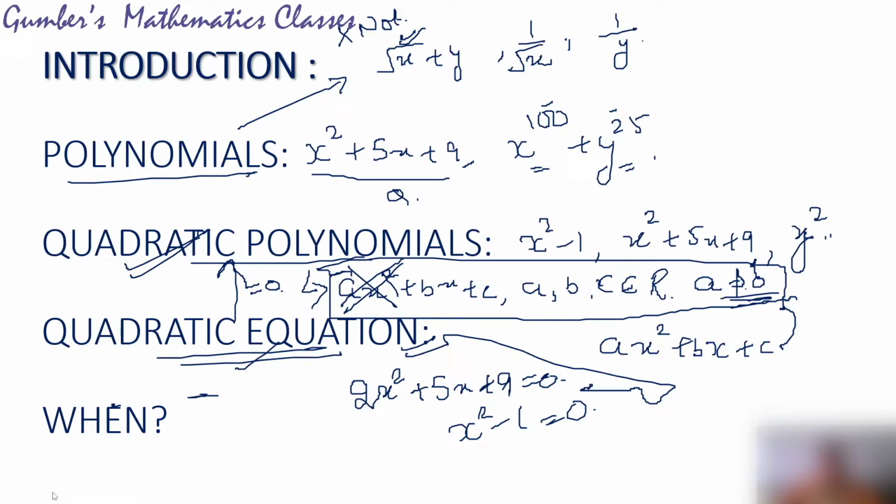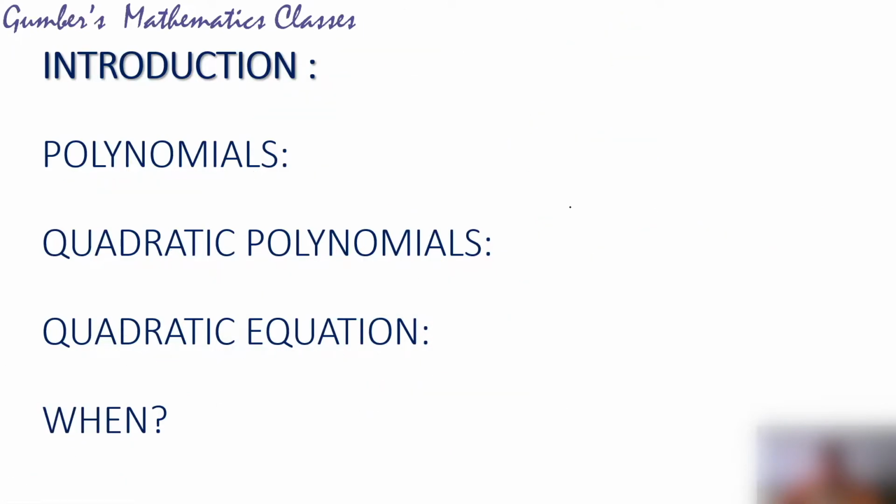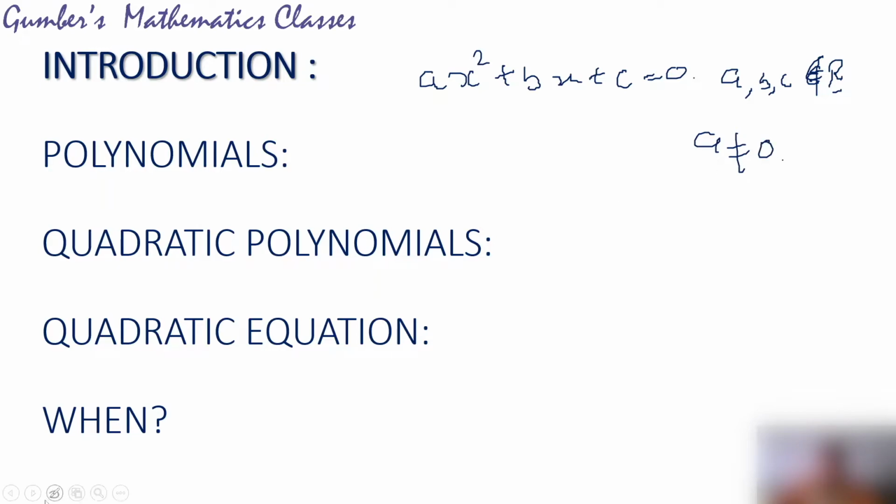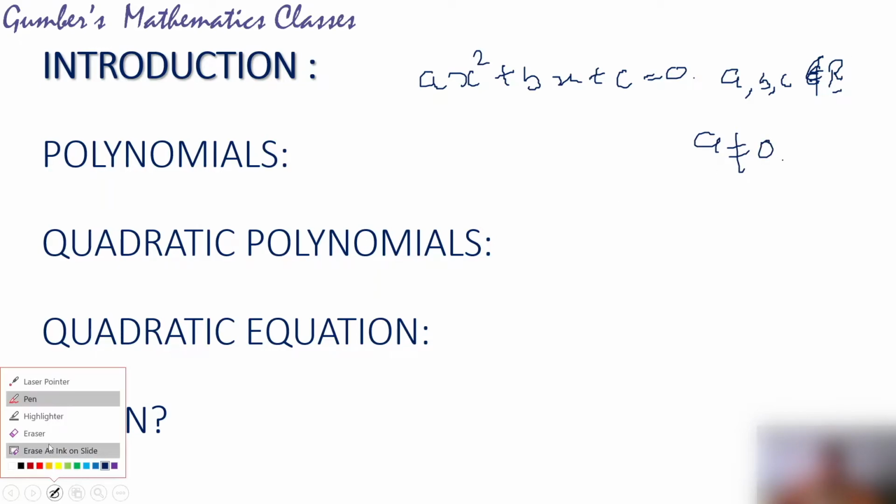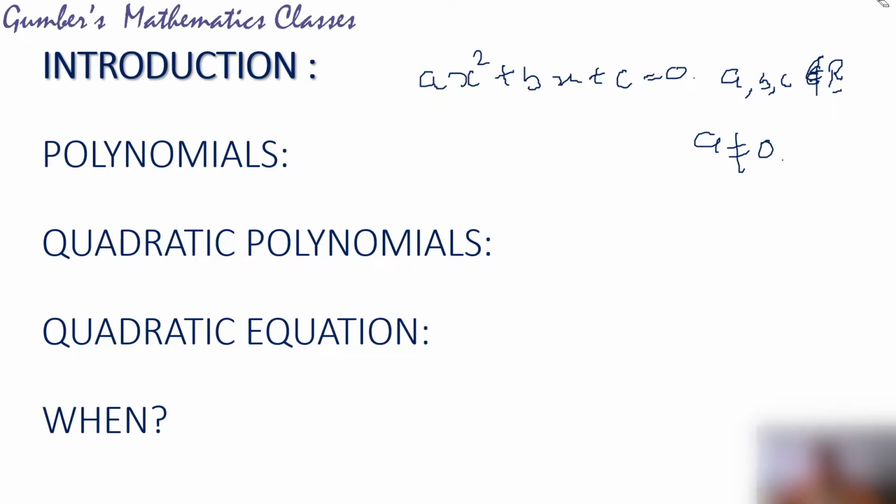Now the general form of a quadratic equation is ax square plus bx plus c is equal to 0, where a, b, c belong to the set of real numbers, all are real numbers, and a is not equal to 0. Similarly, as in the case of quadratic polynomials, a should not equal 0.